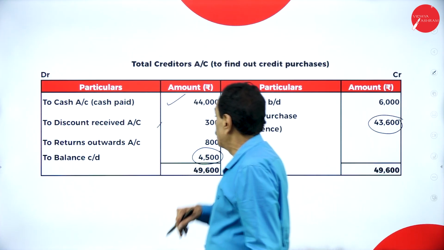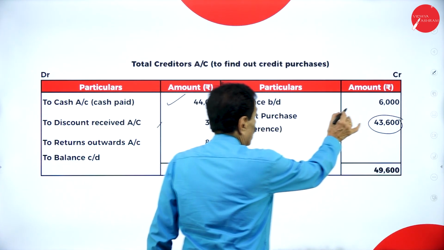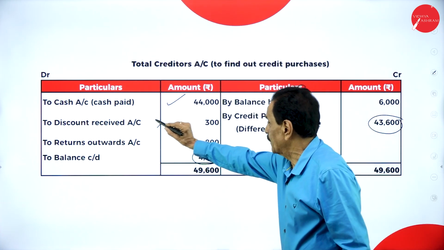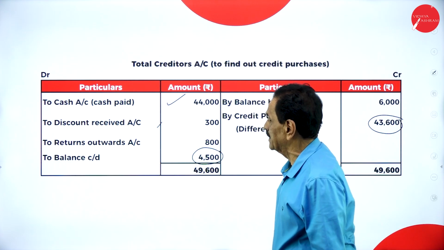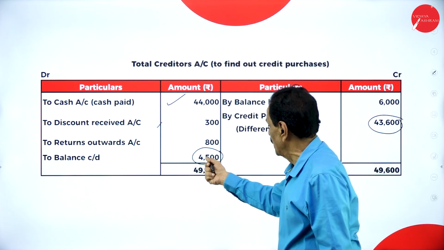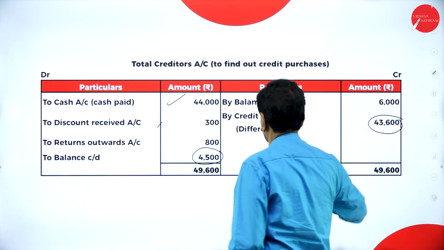Then we prepare the creditor account. By balance brought down 6,000 is the opening creditor. We have cash paid. We have discount received. You have returns outward. This is purchases. Balance carried down is the closing creditor. The difference is credit purchases.